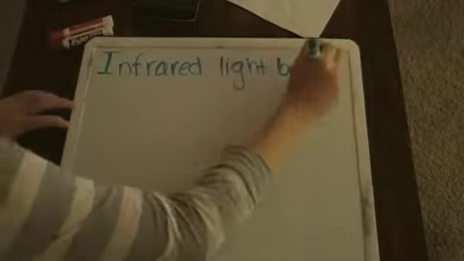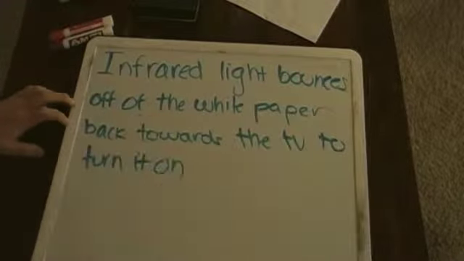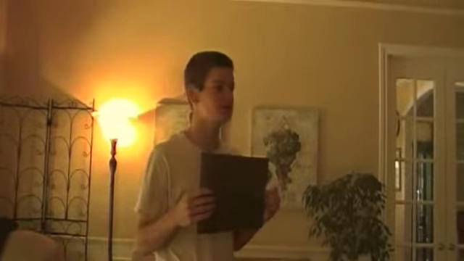In this demo, infrared light bounces off the white paper back towards the TV to turn it on. Now let's find out what happens if we point the same infrared remote at a black piece of paper. The TV doesn't turn on because when you point the remote at the black piece of paper, the infrared light is absorbed. But when you point it at the white piece of paper, the infrared light is reflected onto the TV receptor.